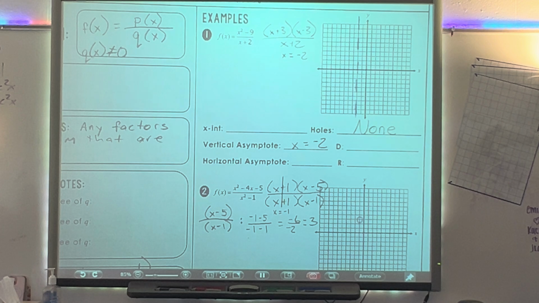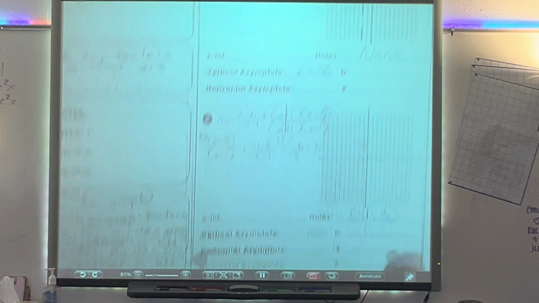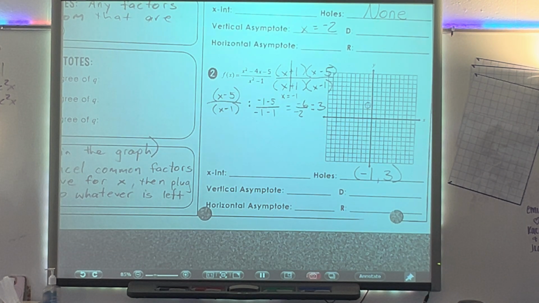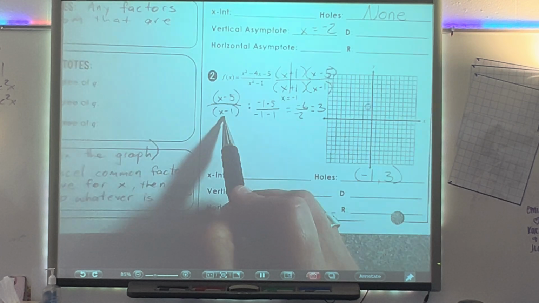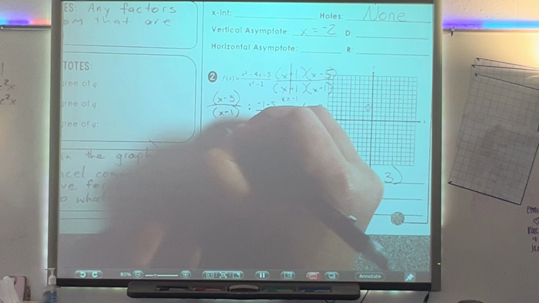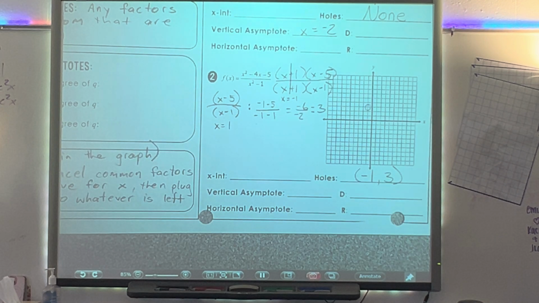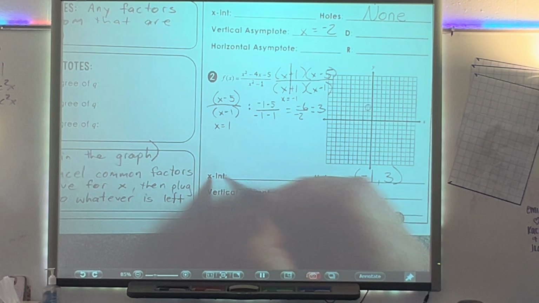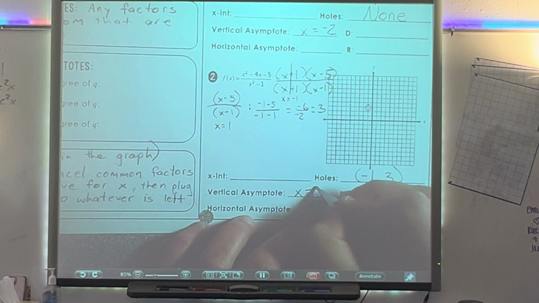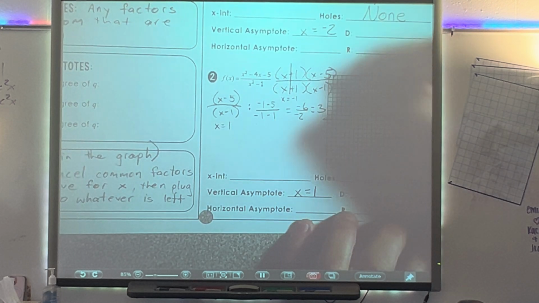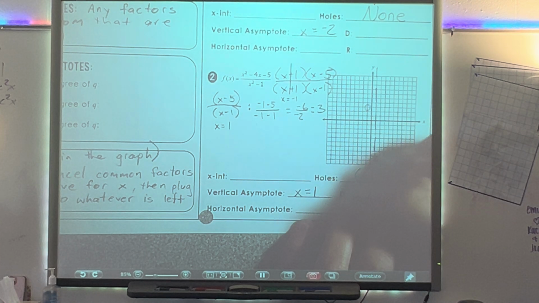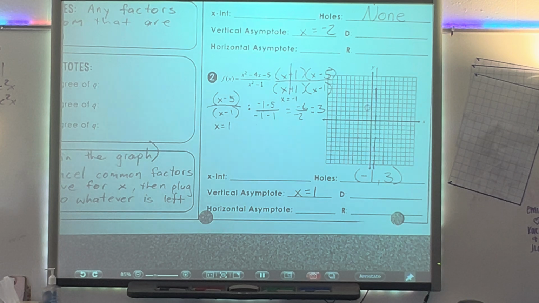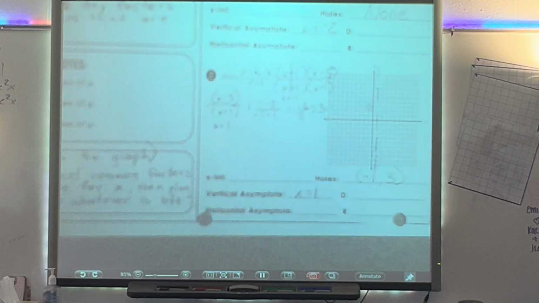Y'all okay there? Alright, if I go down here to this one, my factor that was left in the bottom was x minus 1, right? Which means x has to be positive 1. Yes? Alright, so x is positive 1. So I'm going to go write my vertical asymptote right here. X is equal to 1. And then I'm going to draw my asymptote in there. Everybody okay there? All good?